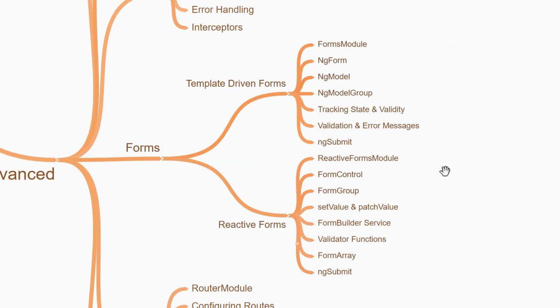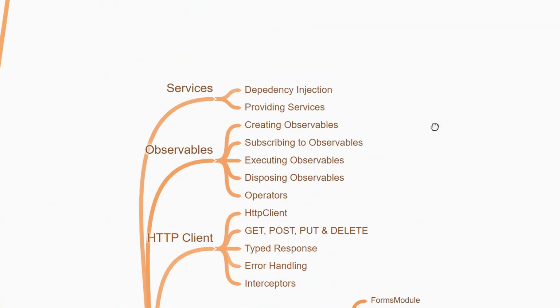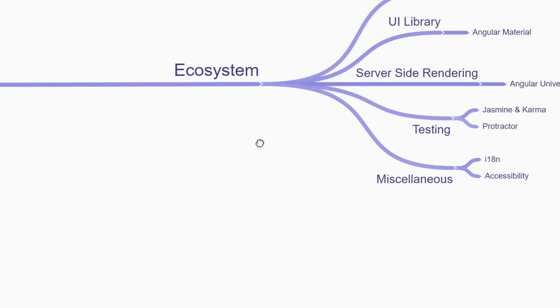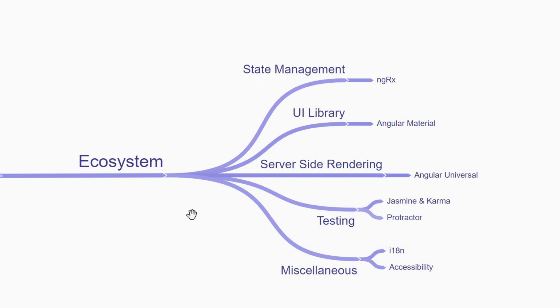Now that you're through with the fundamentals and the advanced topics, you can focus on a few things in the Angular ecosystem. For state management, you can use NGRX. If you want to use a UI component library, you can make use of Angular Material. For server-side rendering, you can take a look at Angular Universal. For unit testing, you can learn Jasmine and Karma. And for end-to-end testing, you can learn Protractor. Last but not the least, you can learn internationalization and accessibility with Angular.